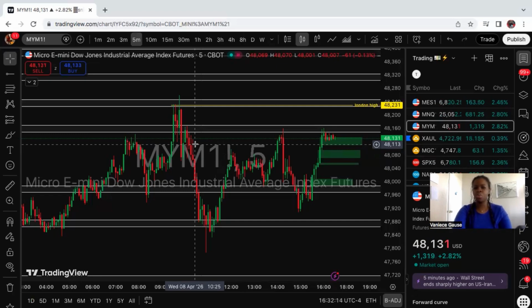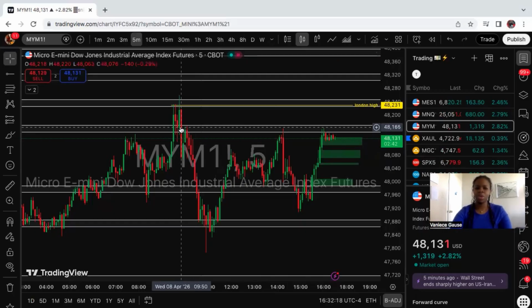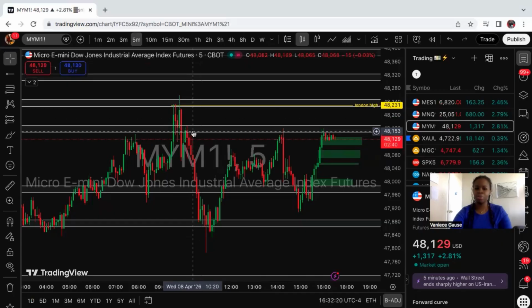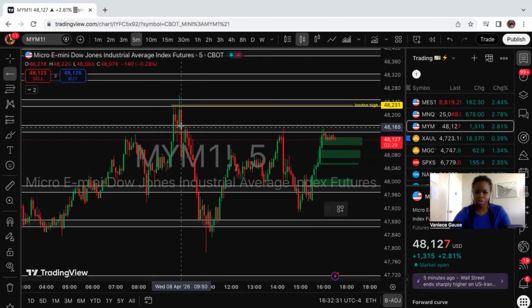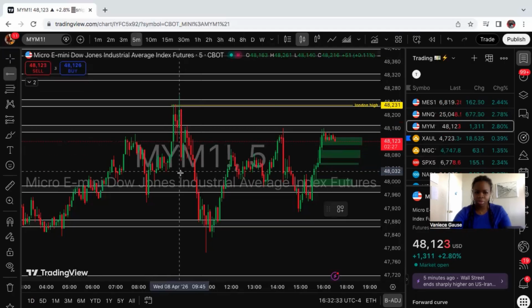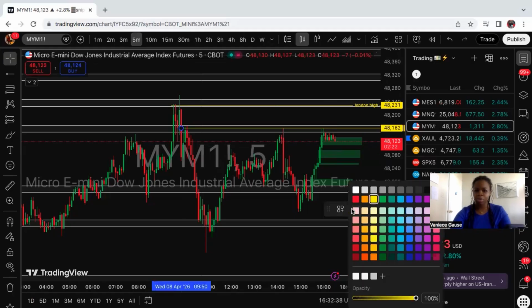You need to, one, identify a fair value gap. So as you can see, we had a fair value gap right here. Boom. You want to identify a fair value gap. You want to mark any gaps. So this one is right here, pushed all the way down, then we filled it a little bit. So the fair value gap, you can mark like this.